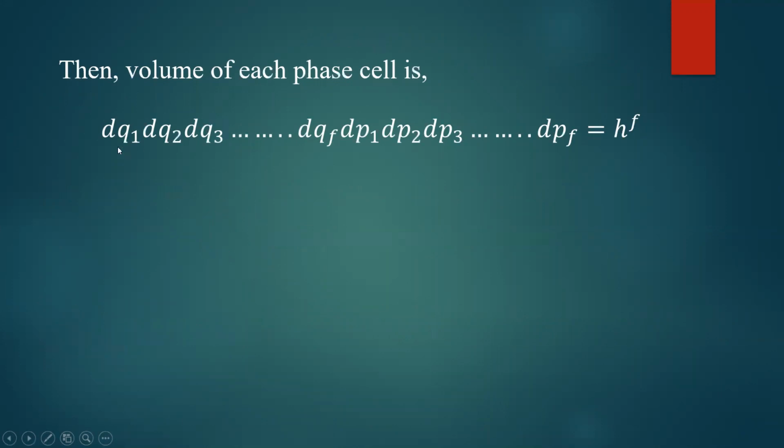Okay, so it is the product of dq1, dq2, and so on up to dqf, into dp1, and so on up to dpf. So if you collect the terms containing dq1 into dp1, dq2 into dp2, like that, you will get a total of f such terms. So therefore the volume of each phase cell is equal to h to the power f, where h is some arbitrary constant which has the dimension of angular momentum.